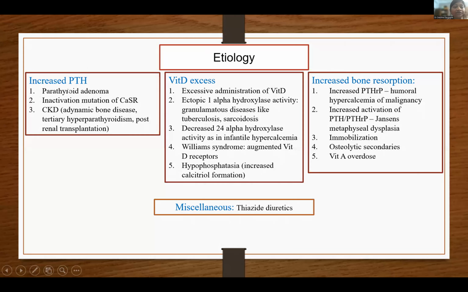That can happen if there is a parathyroid adenoma. Remember, we told you that calcium sensing receptor suppresses PTH. So if there is an inactivating mutation of the calcium sensing receptor, it can increase your PTH levels and thereby cause hypercalcemia. Also in CKD, not in all CKD, since CKD usually has hypocalcemia, but if a child has tertiary hyperparathyroidism or adynamic bone disease, sometimes after renal transplant, they can have hypercalcemia as well.